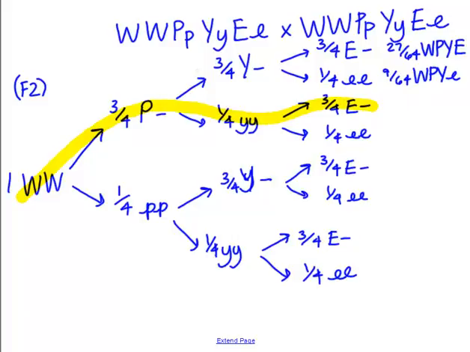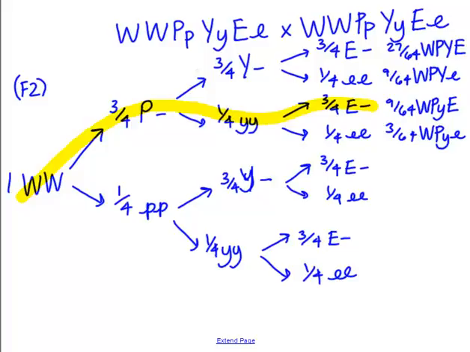So that's 1 times 3/4 times 1/4 times 3/4. So again, that's 9/64. And here we have big W, big P, little y, big E. And then 3/4, 1/4, 1/4. So that's 3/64. Big W, big P, little y, little e.